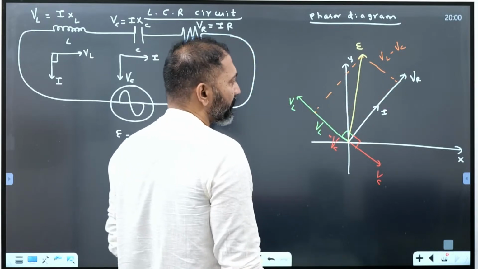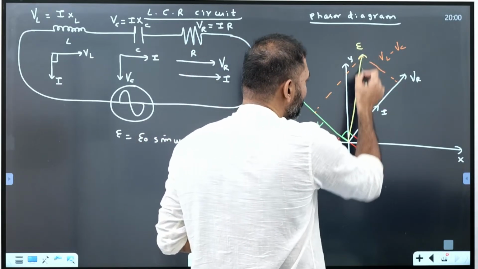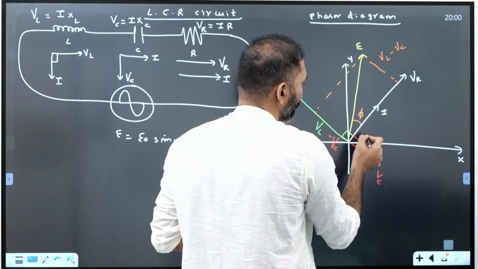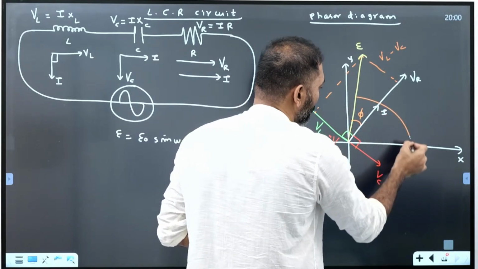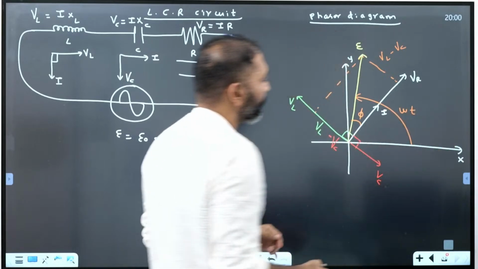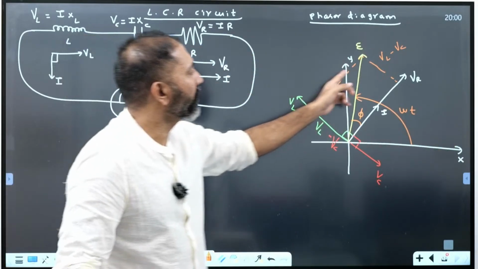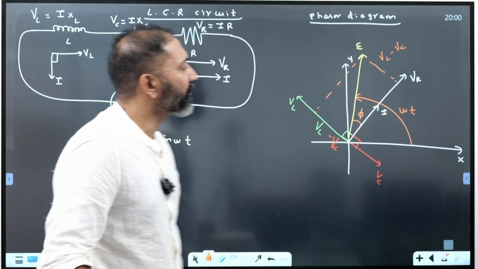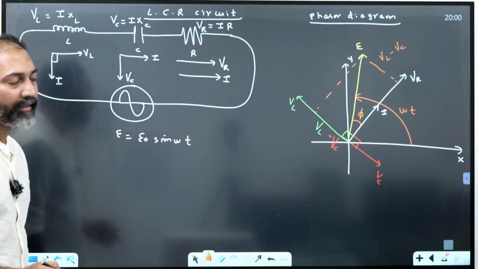What is base? Voltage across resistor. What is the angle between resultant EMF and current? This angle is phi. What is the angle between resultant EMF and x-axis? Omega t. Angle between EMF and current is phi. Angle between resultant EMF and x-axis is omega t. Any doubt?